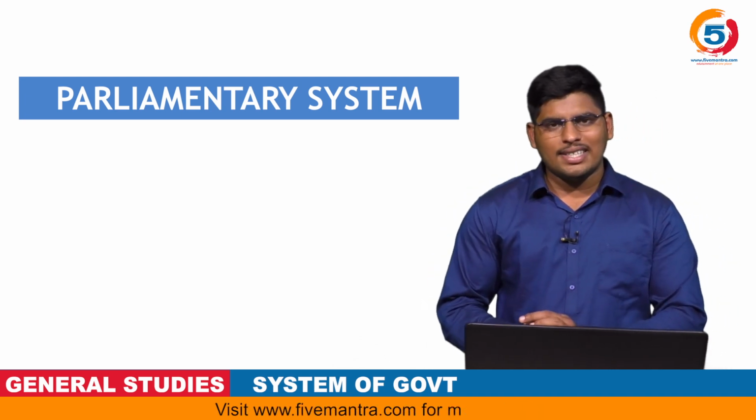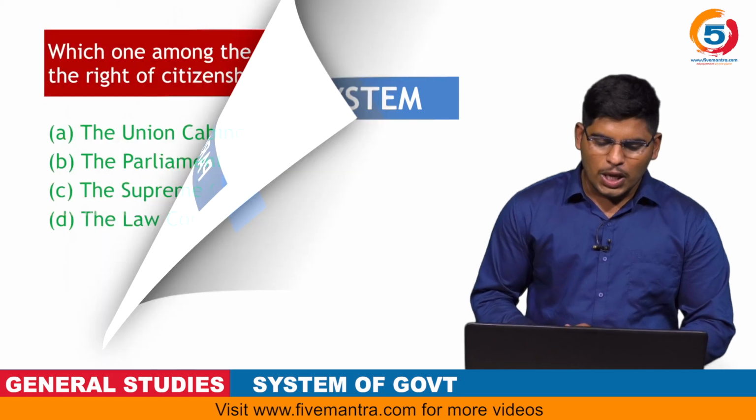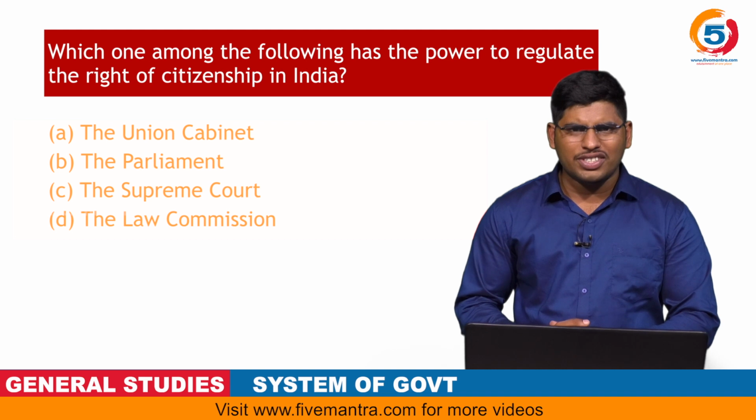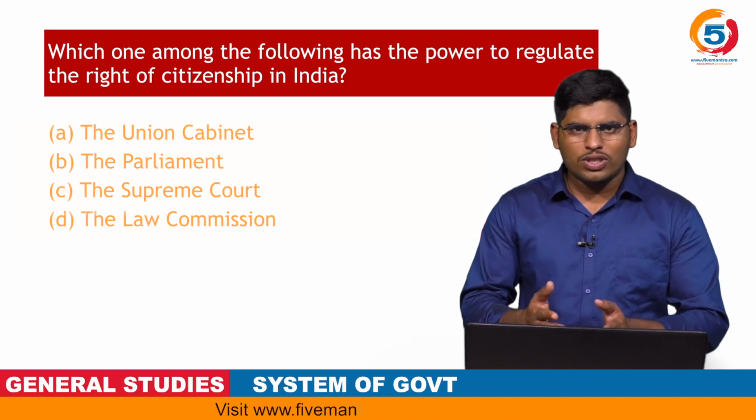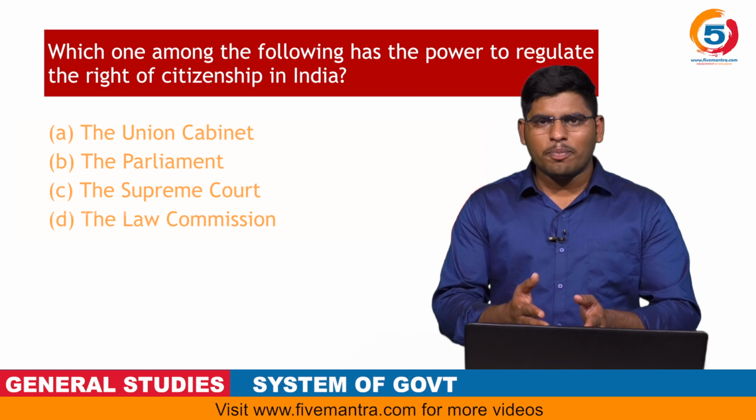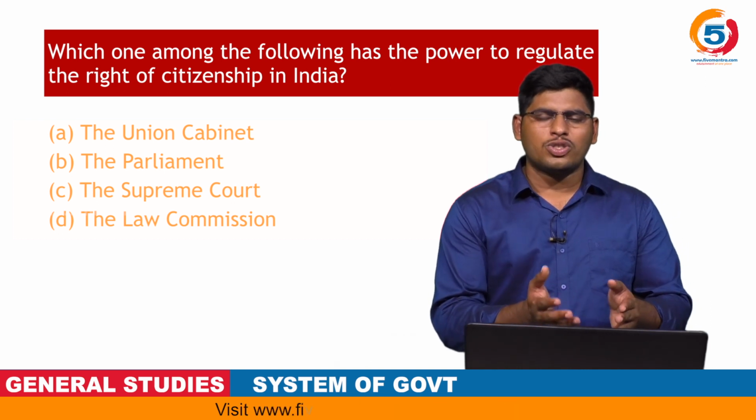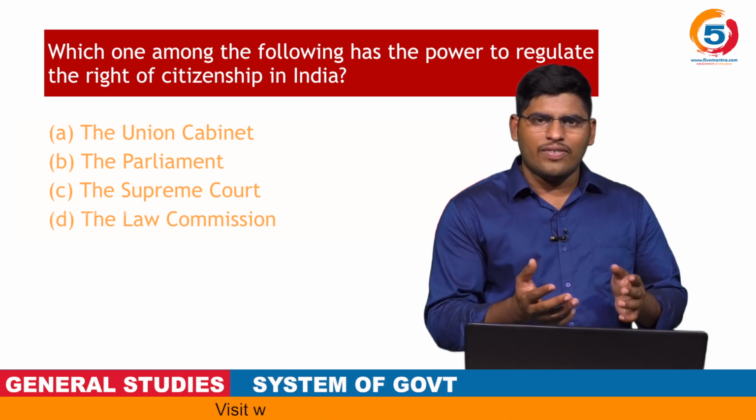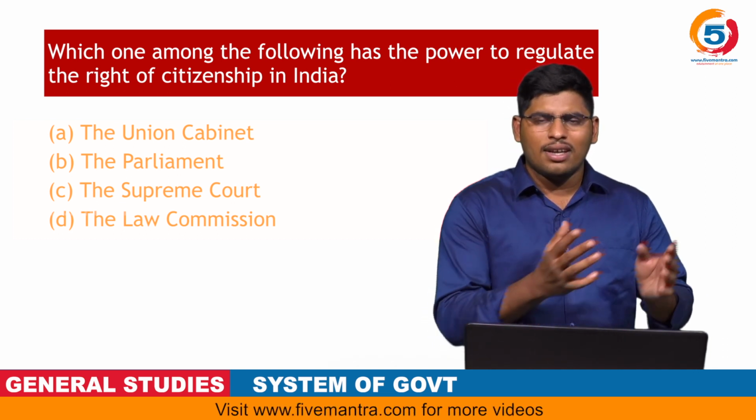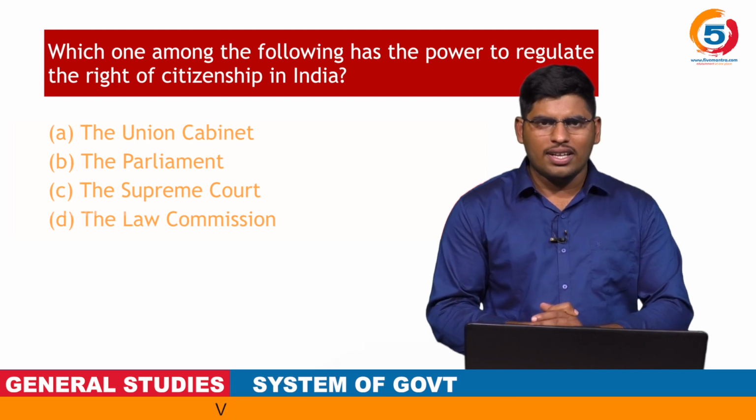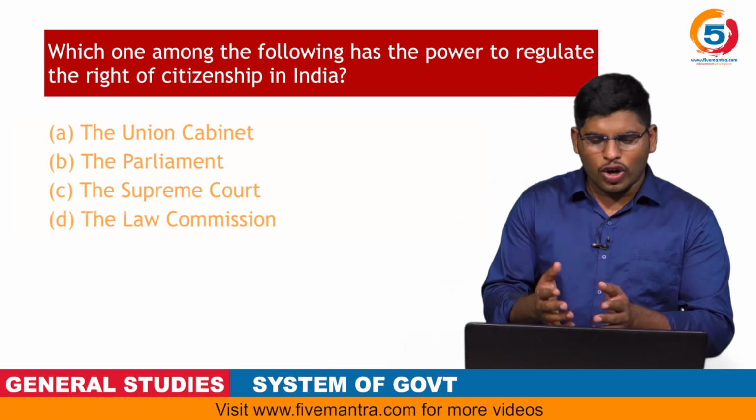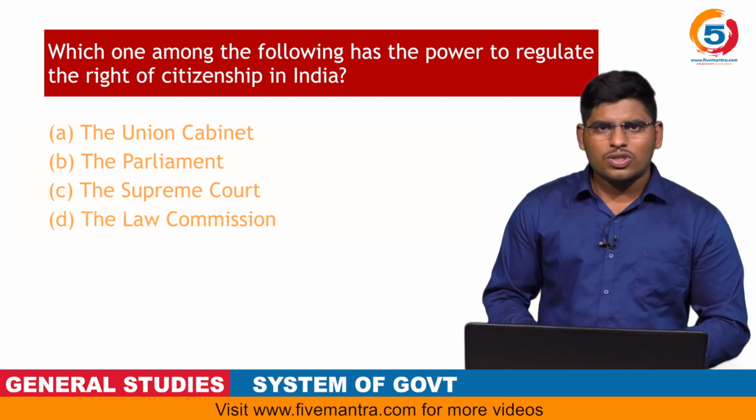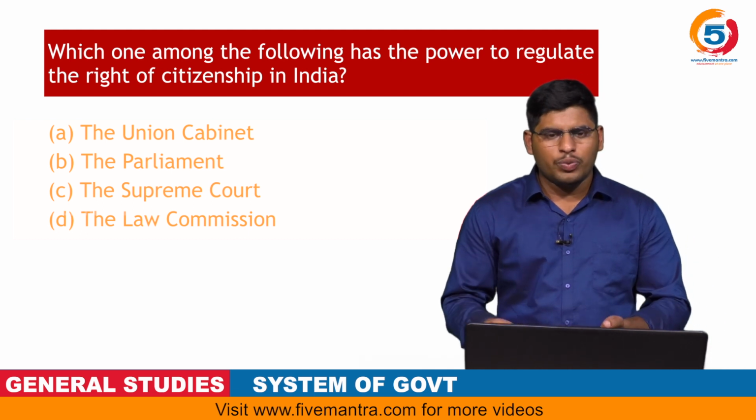Coming to the first question: which one among the following has the power to regulate the right of citizenship in India? It is about the citizenship of India, which belongs to Part 2 of the Constitution, Articles 5 to 11. These articles tell about the citizenship of India. So the question asks which one among the following has the power to regulate the right of citizenship in India.